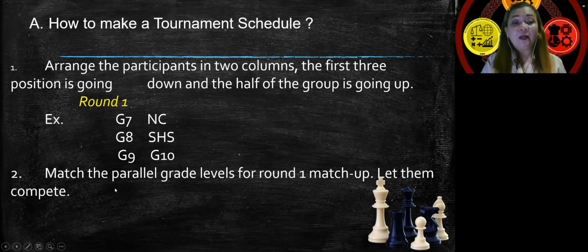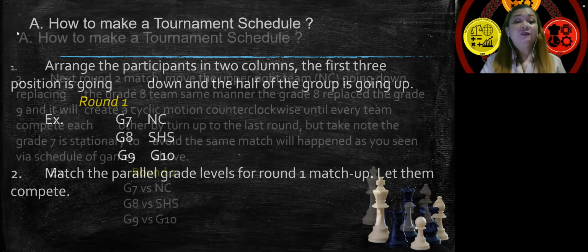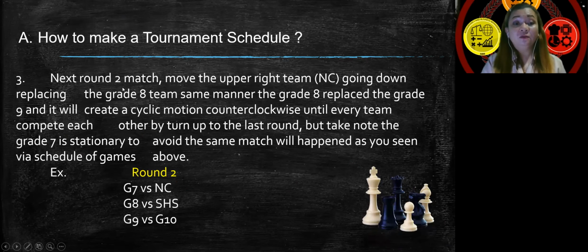Next, match the parallel grade levels for round 1. Let them compete. So here now is being provided the round 1. It depends on your arrangement. So this would be grade 7 versus night class, grade 8 versus senior high, and grade 9 versus grade 10. After that, for the next round, you just have to move the upper right team, the night class, going down, replacing the grade 8 team.